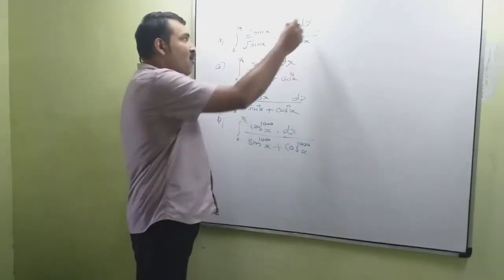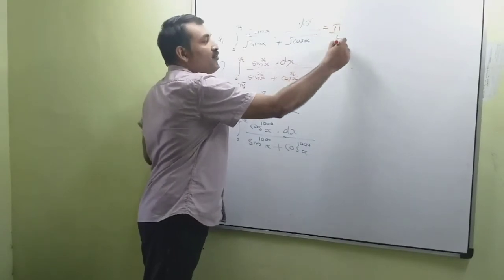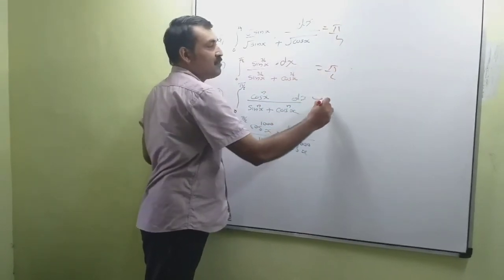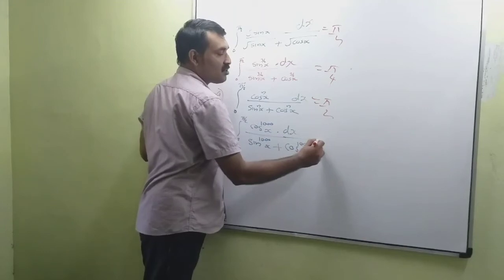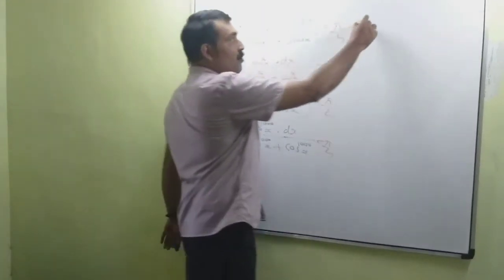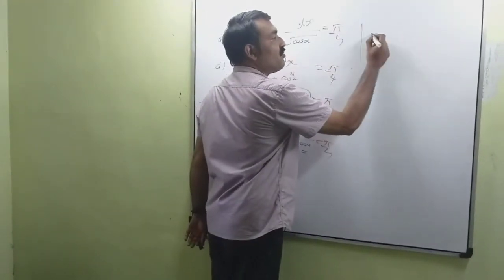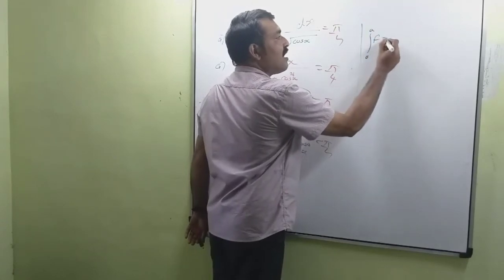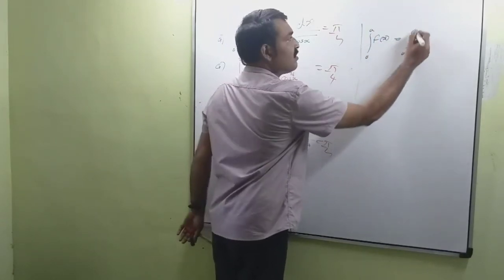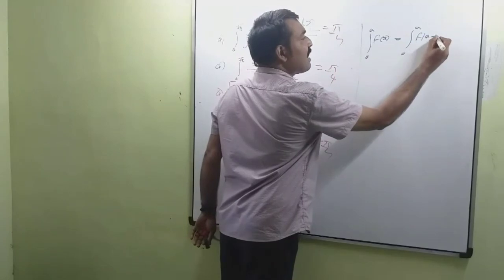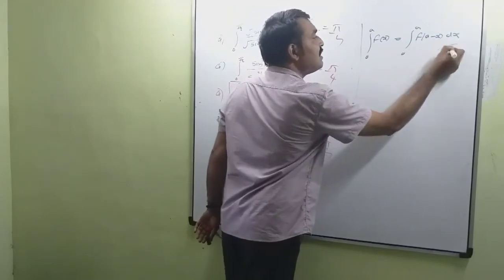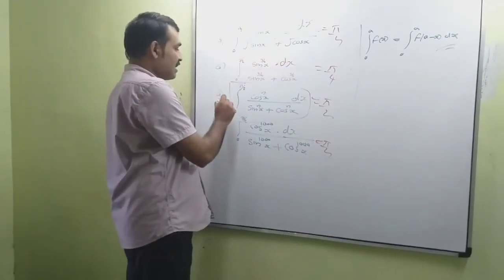Then for all of these the answer is pi by 4. This is pi by 4, this is pi by 4, this is also pi by 4. By using the property, integral 0 to a f of x dx is equal to integral 0 to a f of a minus x dx. So this is equal to I.